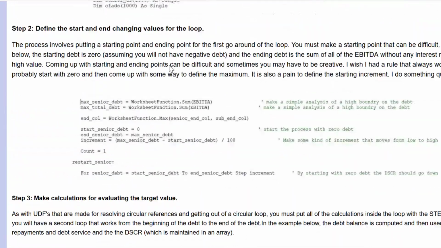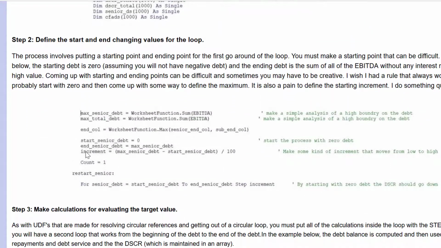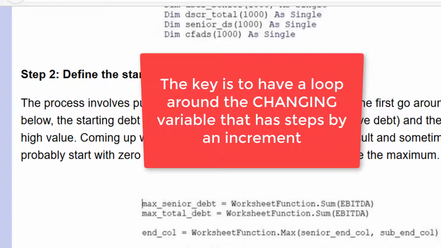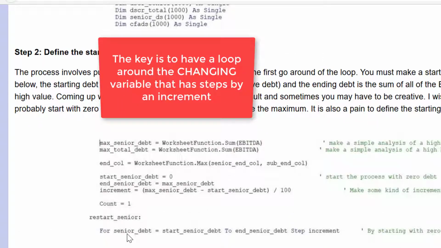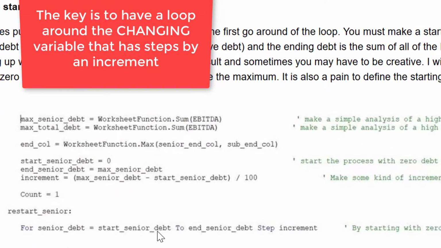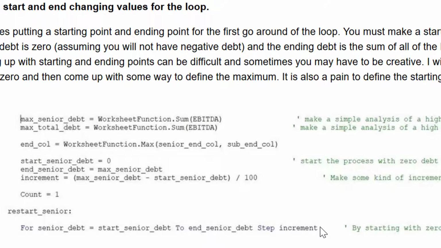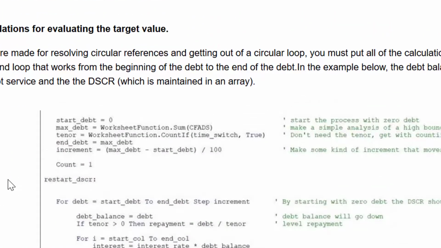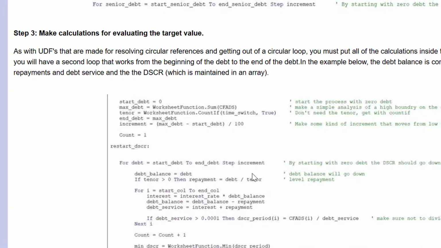After you have defined the variables, then you need a start, an end, and a loop. Do you see this loop that says, go make the senior debt start at some value, go to an end value, and have an increment. Now, these increments will change all the time. If you start with 0, that might be a good place to start, and then you have to work on how to find a maximum value. That's a little tricky. And then after you do that, you make all the calculations.